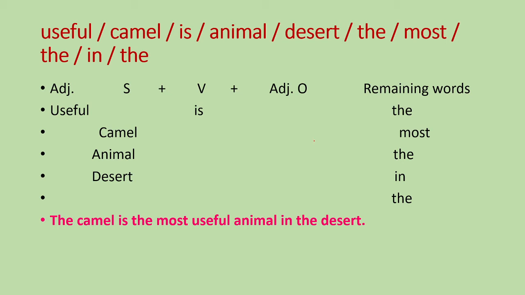So if we have written this basic thing, after that we can supply the rest of the words. So the camel is the most useful animal in the desert. Then our sentence will become like this. So whatever is coming to your mind, seeing the beginning words, you just write them and then the remaining words you have to fit in the sentence that you have made. So like this it will become easier for you.